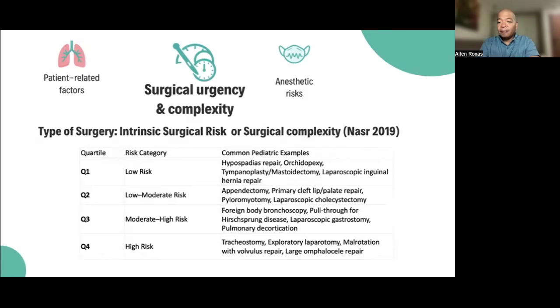Low-risk procedures, or the first quartile, include surgeries such as hypospadias repair or orchidopexy. Moderate-risk procedures, or the second quartile, include appendectomy and cleft palate repair. Higher-risk procedures include foreign body bronchoscopy, pull-through procedures, tracheostomy, and exploratory laparotomy. Understanding where your procedure falls on this spectrum helps us contextualize the patient's overall risk. The list is quite extensive, and it is included in our PAPP position statement for preoperative evaluation.